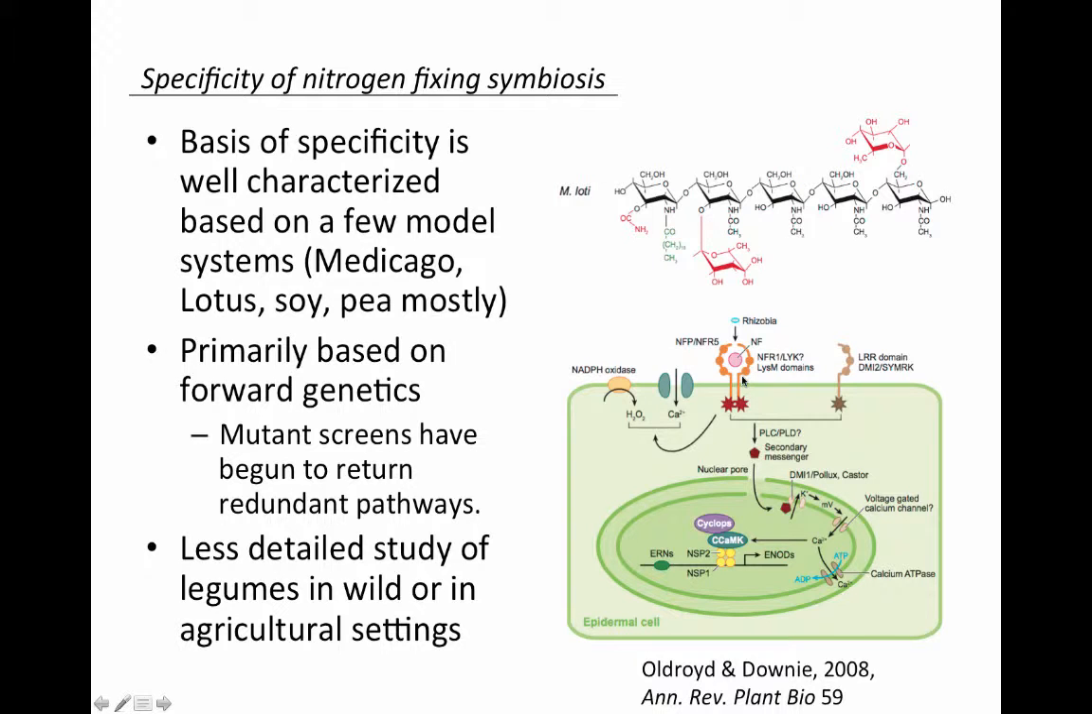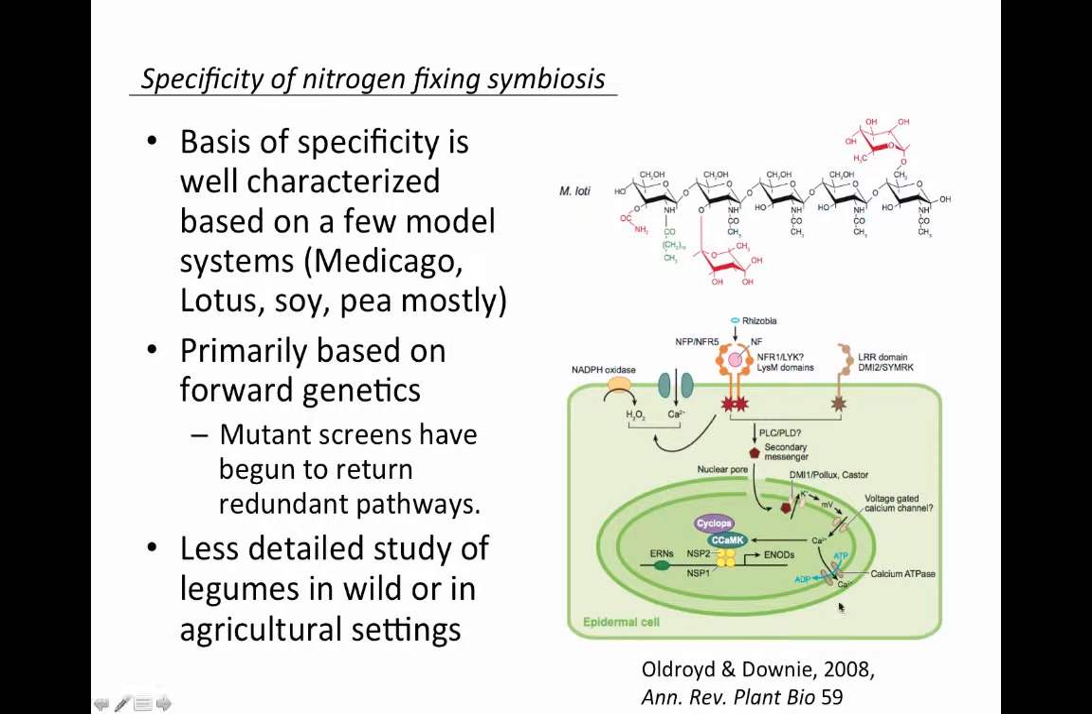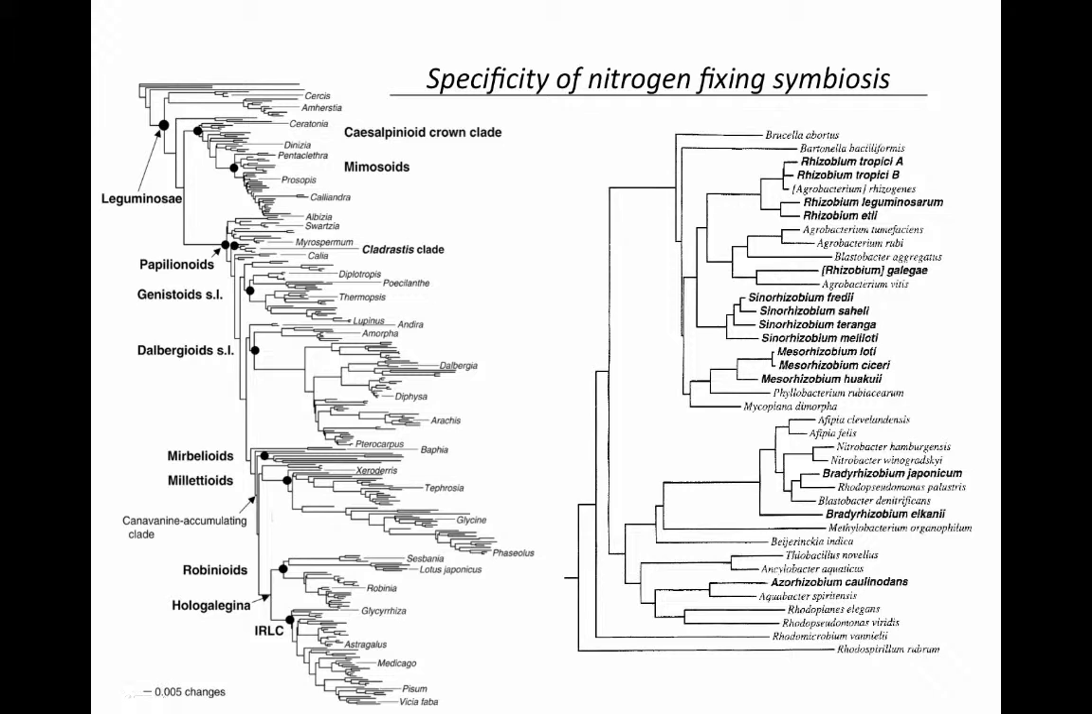And much of what we know of this comes from studies where the gene of one partner, the plant or the bacteria, is mutated in a mutagenesis screen, and the consequences for the phenotype of one partner or the other is examined. But this tells us little about legumes in wild or agricultural settings, which have not had quite this attention in mutagenesis screens. So we still know only a little bit about the diversity of each.